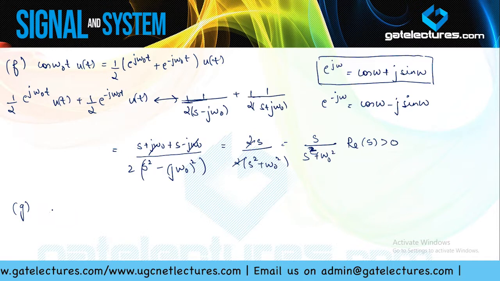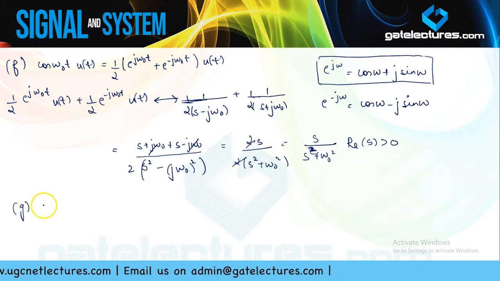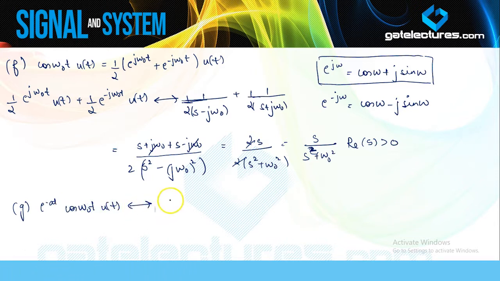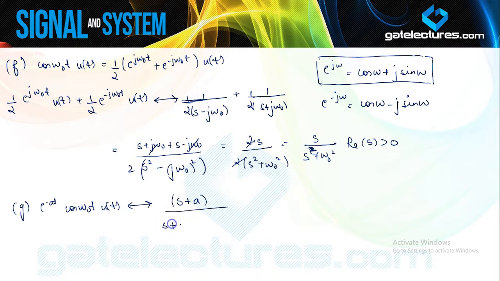Fine, now look at the last part. So we're just multiplying the previous signal with e to the power minus a t. So what is going to happen? Multiplication with e to the power minus a t in time domain is going to create a shift of plus a in the Laplace domain. So this same signal is going to become (s plus a) upon (s plus a) whole square plus omega naught square, and the ROC is going to modify like this, right? Just simply shifting in the s domain, fine. So this is how you can calculate the Laplace of some signals using the result of one signal, just using the property.